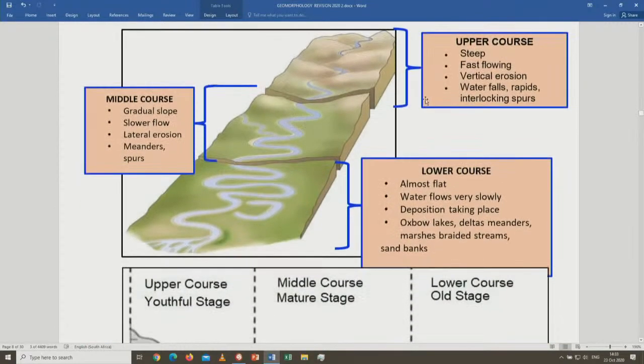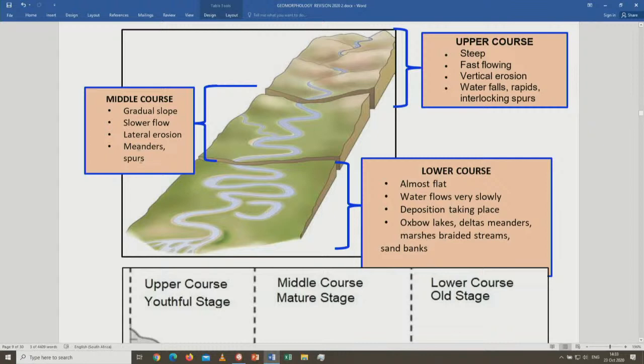Now, if you look at the courses, here they are. Upper course, it's steep, and a fast-flowing river, because it's a young river. Vertical erosion is taking place. The waterfalls and rapids are formed there. Interlocking spurs might also be formed over there. And then now the middle course: gradual slope, slower flow, lateral erosion is taking place over there.